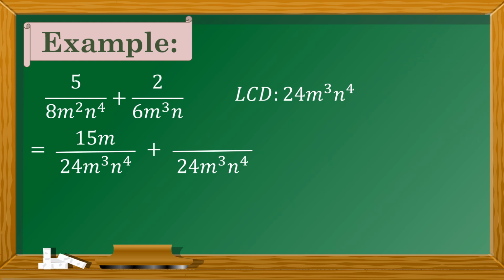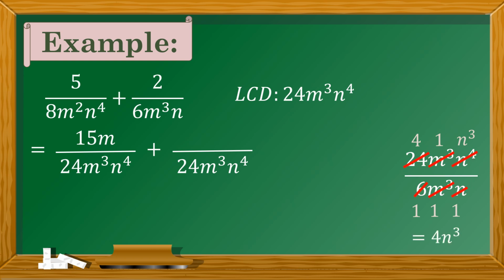Next, let's find the numerator of the second expression. So again, we have to divide the LCD, which is 24m cubed n to the fourth power, by the denominator of the second expression, which is 6m cubed n. So dividing 24 by 6, this will be 4. Then m cubed divided by m cubed is 1. Then n to the fourth power divided by n, that is n cubed. So simplifying, that will be 4n cubed. Then again, the quotient will be multiplied by the numerator of the second expression, which is 2. So 4n cubed times 2 is 8n cubed.